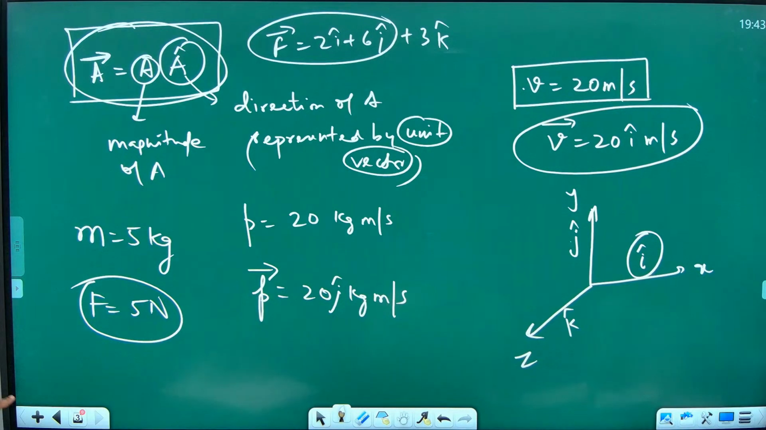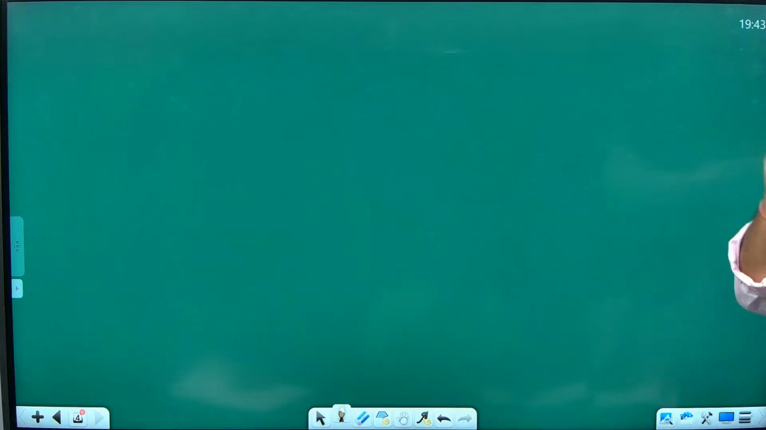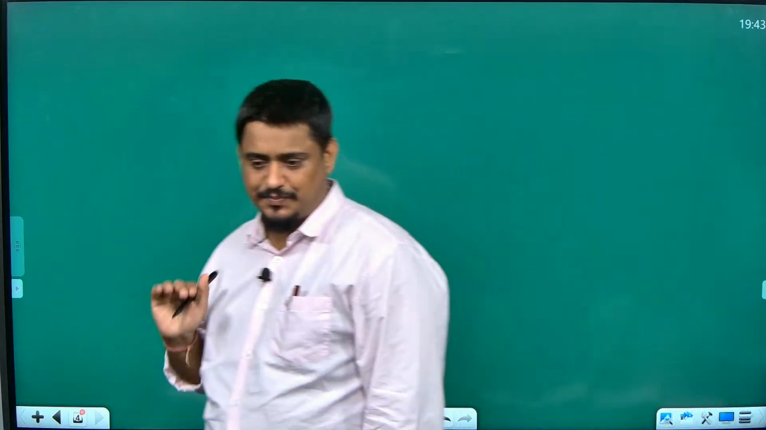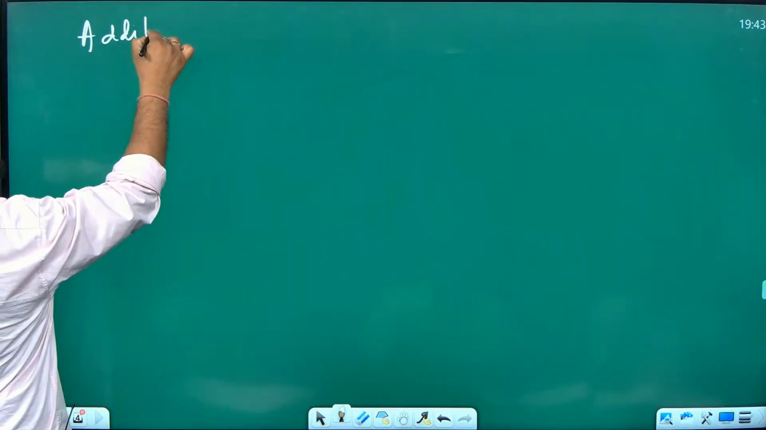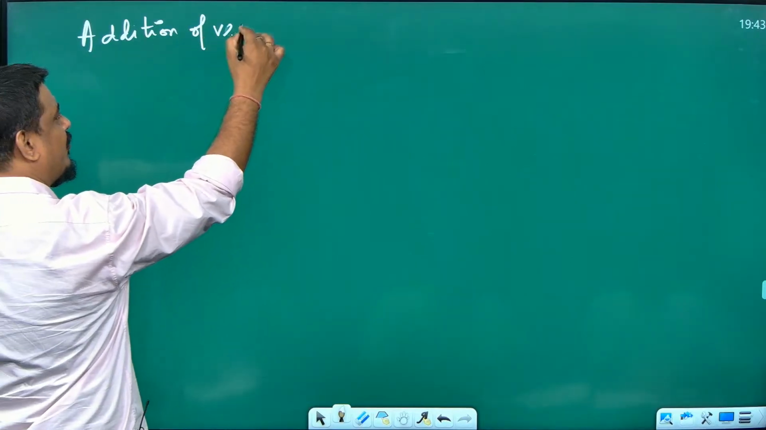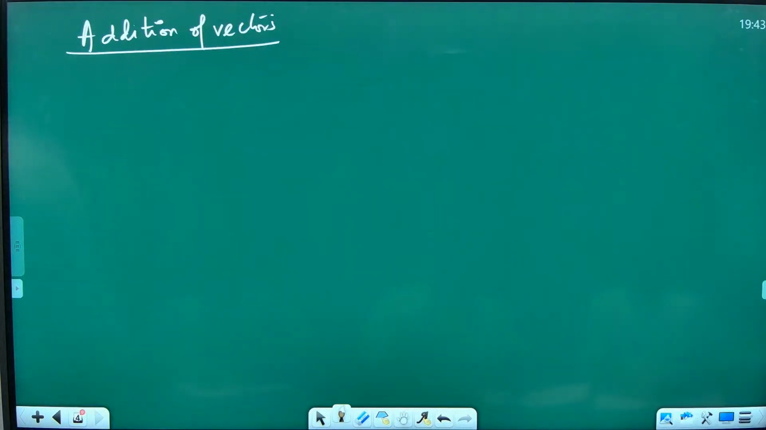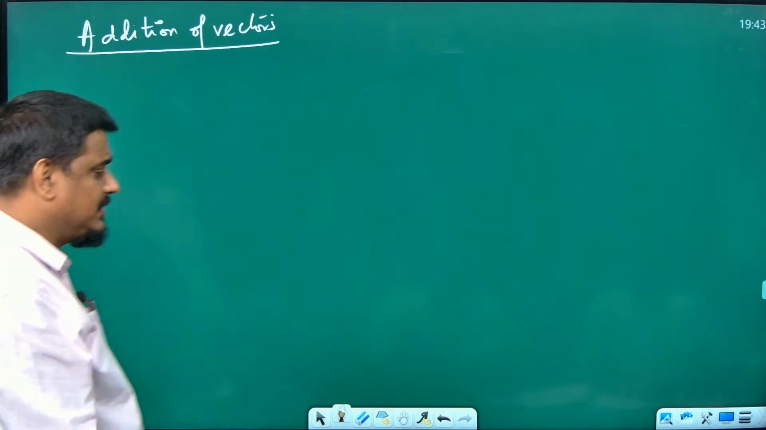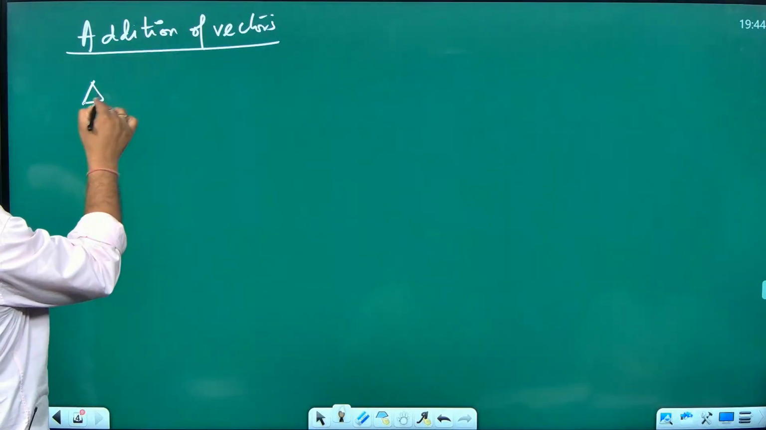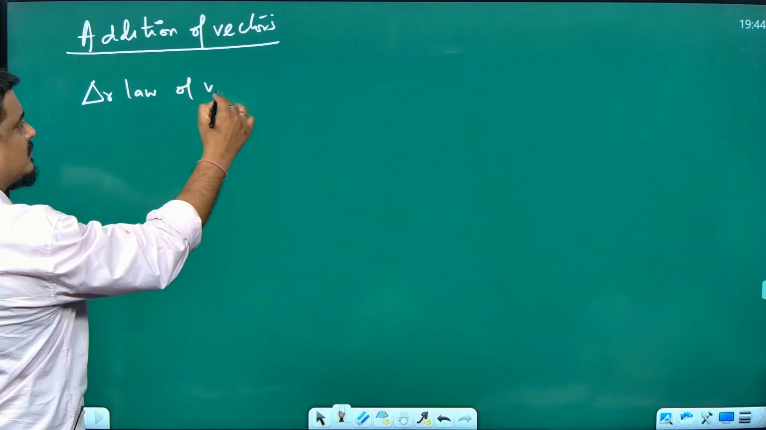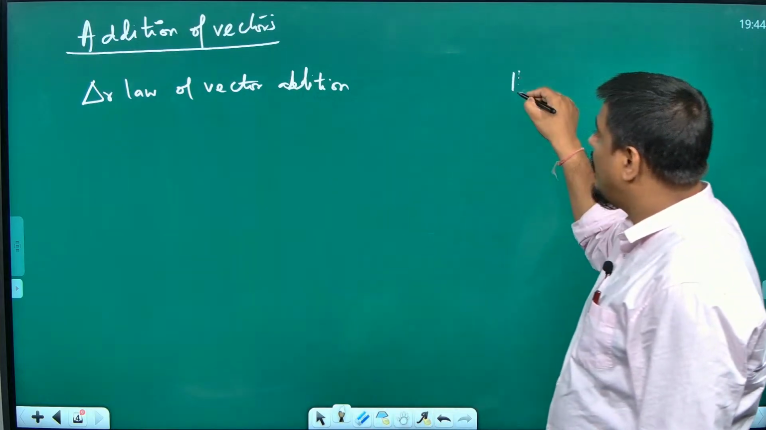Thank you. So now some idea you got about vectors, that it is represented by arrow over it, and then we write its magnitude, and then we write its direction. Okay. Now the first operation of vector. Let us understand how we add vectors. Give the heading as addition of vectors. Basically, vectors are added by two different methods. One is called the triangular law of vector addition, and the second one is called the parallelogram law of vector addition.